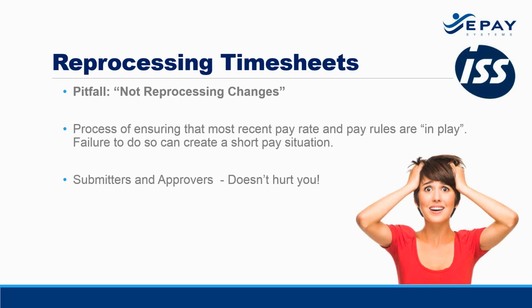When it does that, the process called reprocessing timesheet goes out and ensures that the employee has the most recent pay rate and the most recent pay rules in play. All that does is ensure that everything is accurately calculated for that employee. If we forget to run this process, it could create a short pay situation. So submitters and approvers on this call, it doesn't hurt to run this reprocessing timesheet process as part of your final checks before you submit and before you approve payroll.